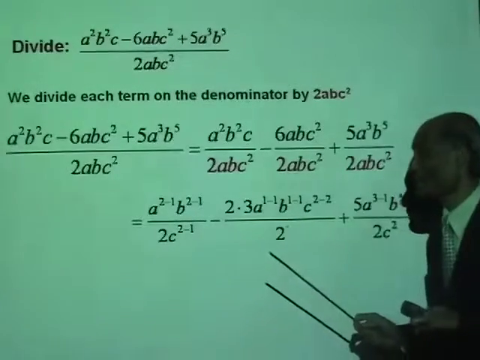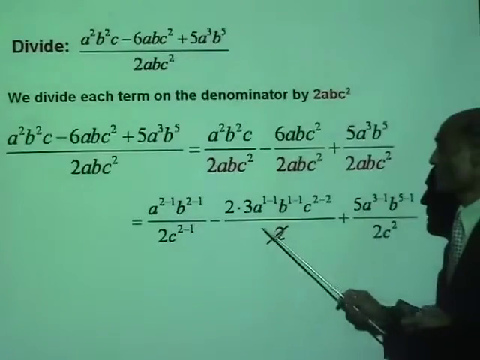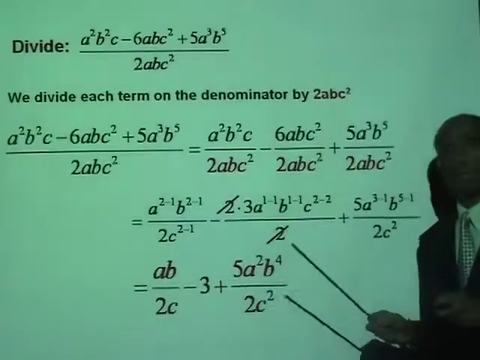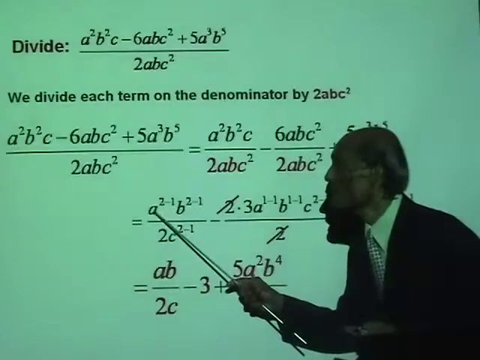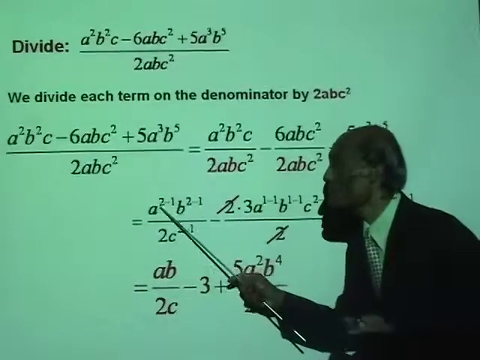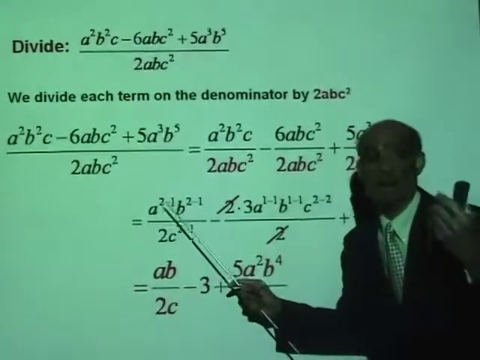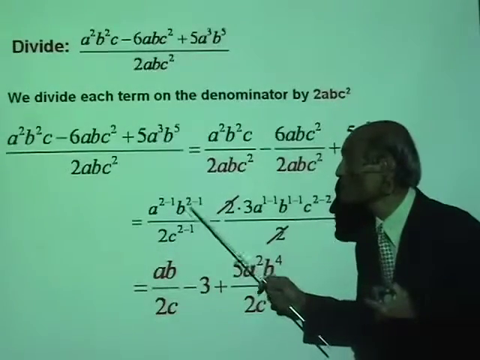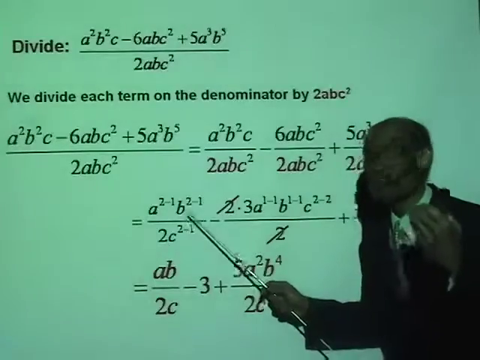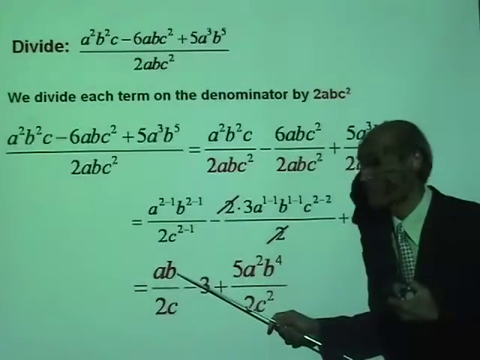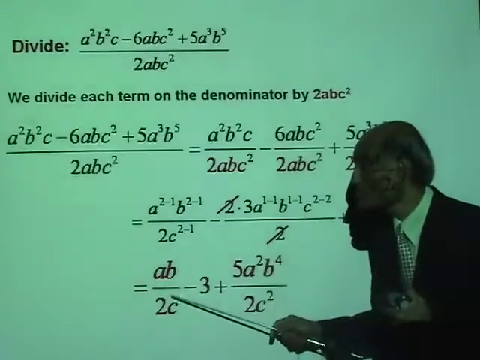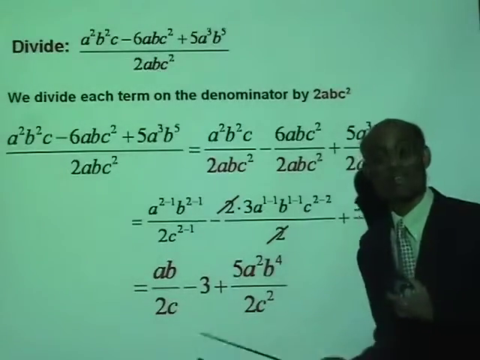Alright, let's simplify this now. 2 and 2 will go. That's the only cancellation we will have. Now that's equal to a to the power of 2 minus 1, which is a to the power of 1, that is a. B to the power of 2 minus 1 is b to the power of 1, that is b, over 2 times c to the power of 2 minus 1, which is 2c.